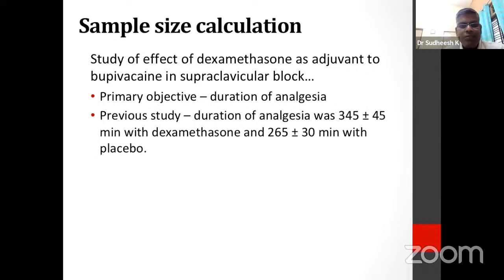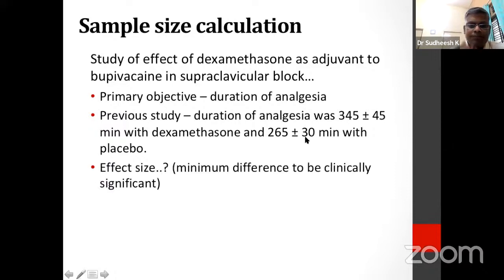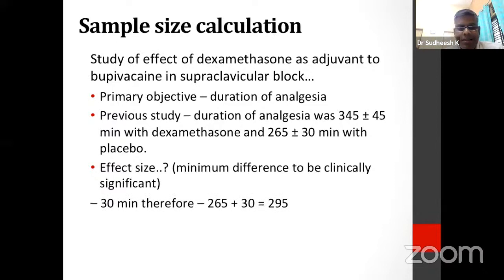So once you know the primary objective, you can represent it in a quantitative way. Here, from a previous study we got a value where the duration of analgesia was 345 plus or minus 45 minutes with dexamethasone and 265 plus or minus 30 minutes with placebo. This is what we obtained from the previous study. So what will be the effect size? It is the minimum difference that has to be clinically significant. Generally, we can consider, let us say, 30 minutes.